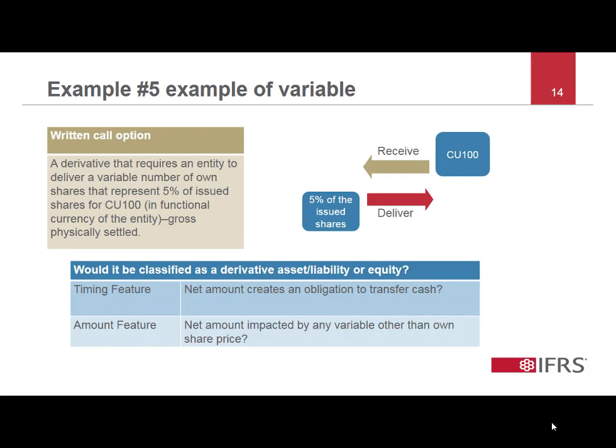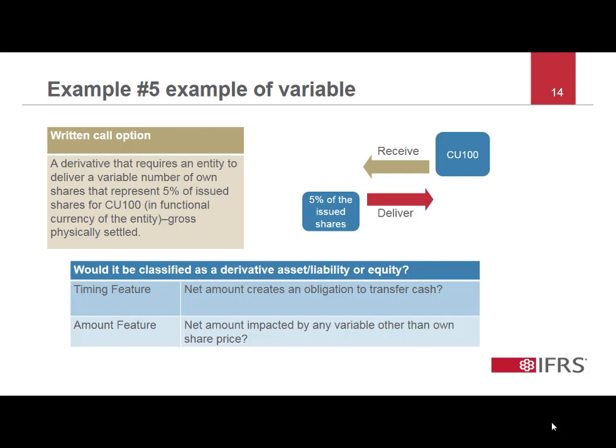Let's look at another example which is covered in section 4 of the discussion paper. An entity issues a derivative that requires the entity to deliver 5% of its issued shares for a fixed amount of cash in the entity's functional currency. If the number of issued shares change during the life of the derivative, the number of shares that would be required to be delivered would change, so the number of shares is variable. The derivative, if exercised, will be gross physically settled.